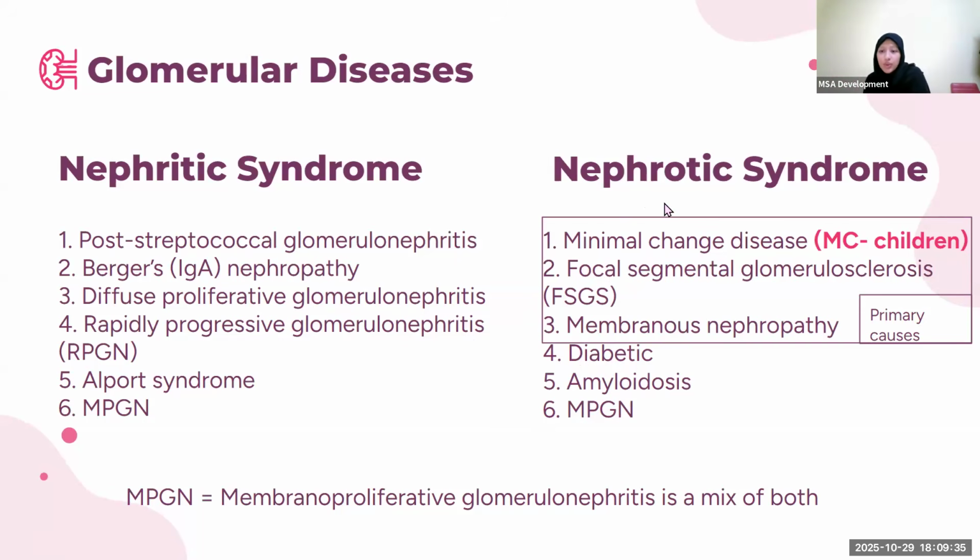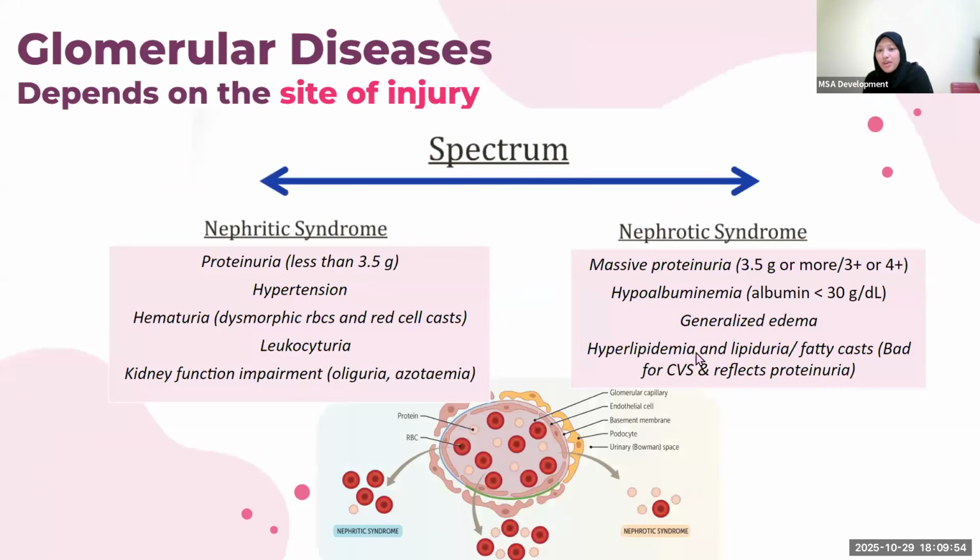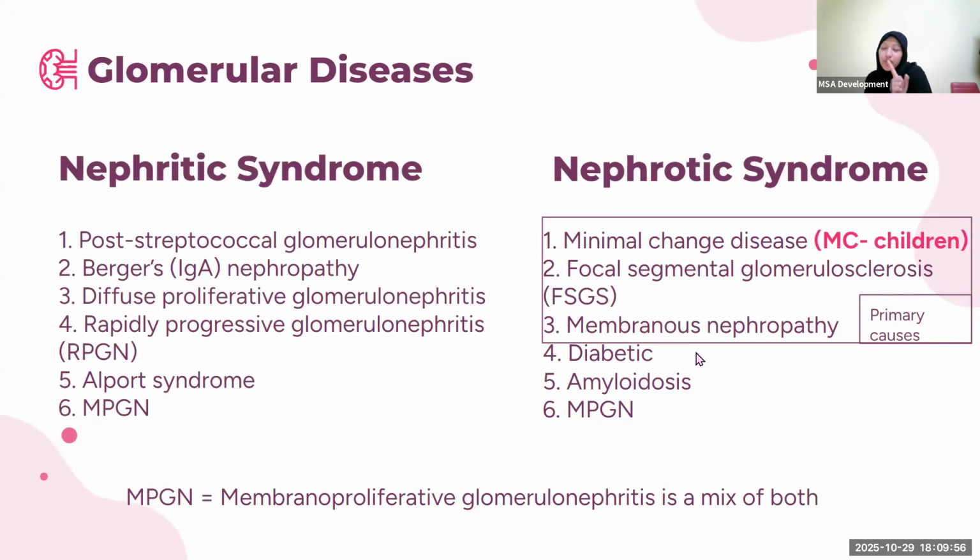Now, for example, if they give you a scenario of someone coming with edema, hyperlipidemia, hypoalbuminemia, massive proteinuria, so all these symptoms, and it's a child, that's a very important point. The most common cause of idiopathic nephrotic syndrome is minimal change disease. This is most probably the answer to that question.